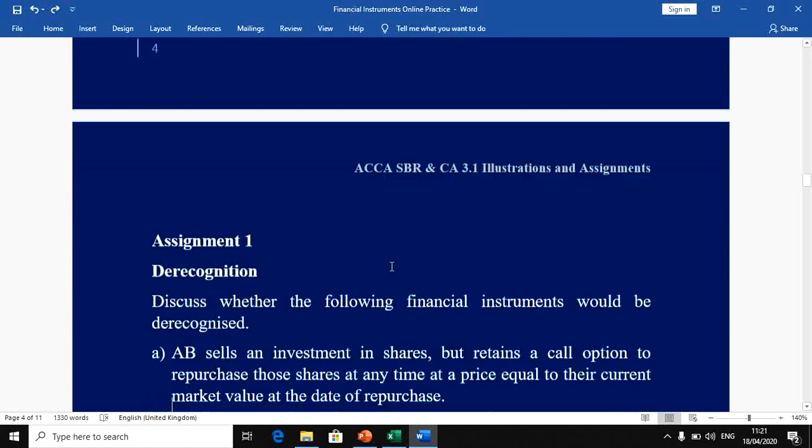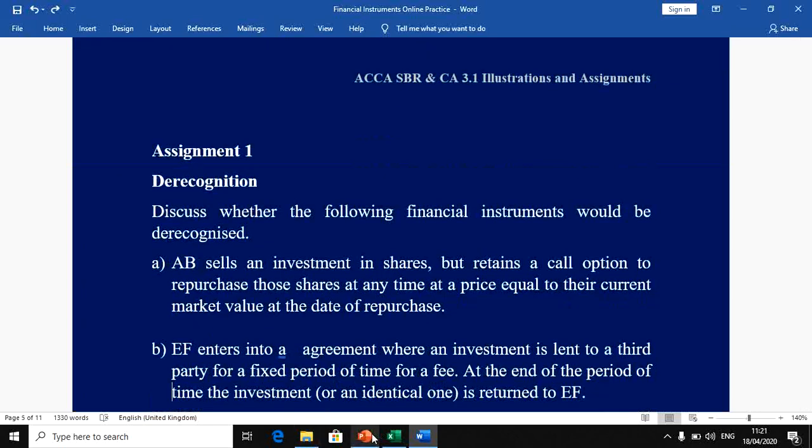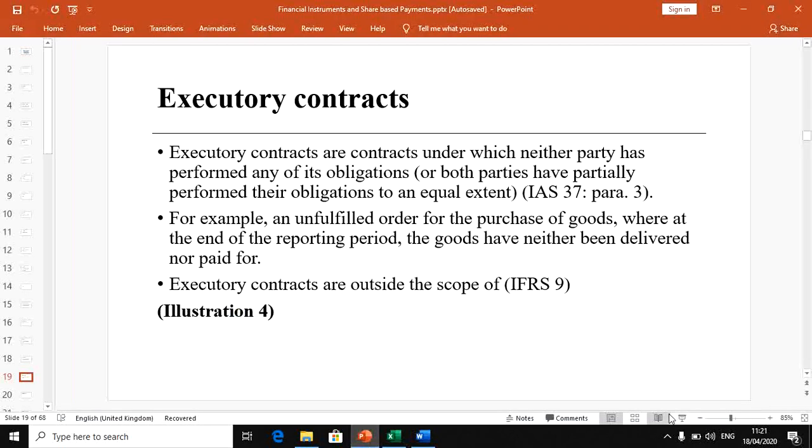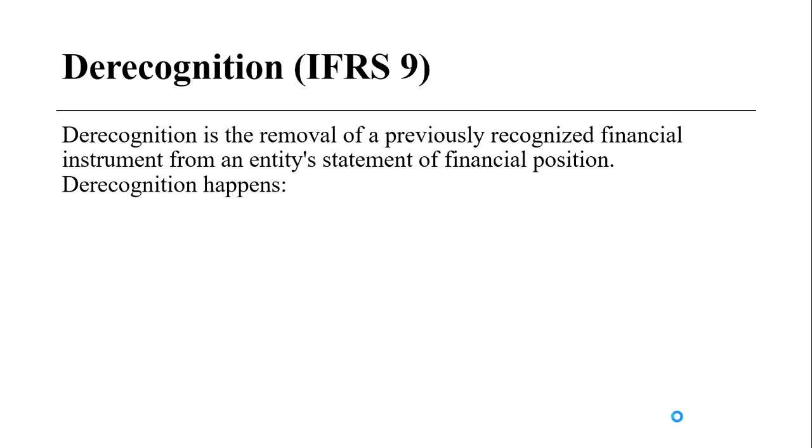This one is under derecognition. Now, how do we derecognize financial instruments? Nice question. Derecognition is the removal of a previously recognized financial instrument from an entity's statement of financial position.